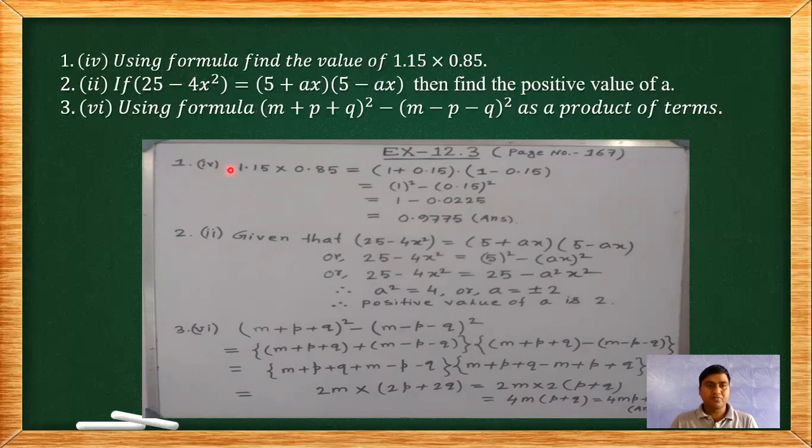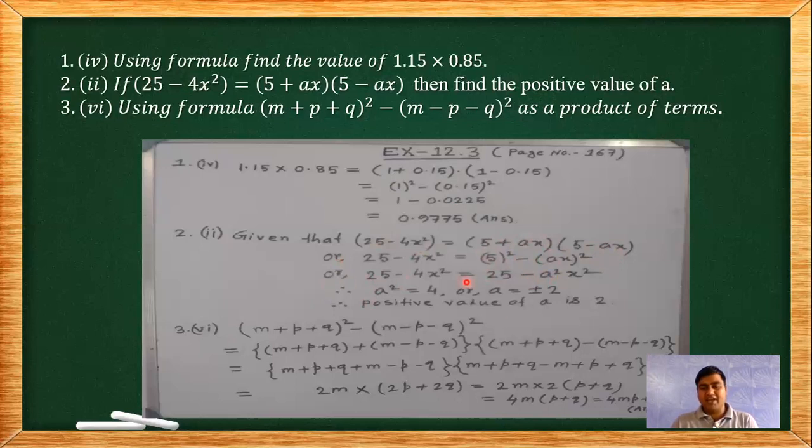And second problem. If 25 minus 4x square is equal to 5 plus ax into 5 minus ax, then find the positive value of a. Given this is an identity, from this find the value of a. So given that 25 minus 4x square equals 5 plus ax into 5 minus ax. Now this is the a plus b into a minus b formula, a square minus b square. This is 5 square minus ax whole square. So this is 25 minus a square x square.